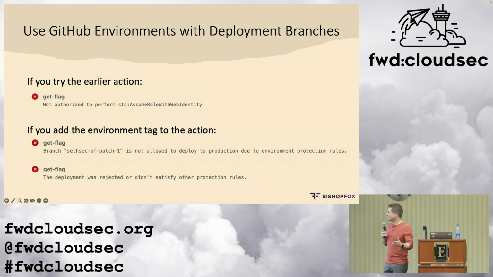So the error is: sethsec bf patch 1 is not allowed to deploy to production environment because of the protection rules. So the deployment was rejected. So these mechanisms now, this doesn't preclude branch protections and required reviews. You still need that in place.